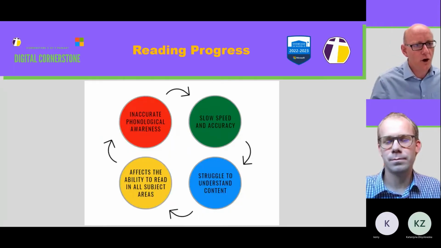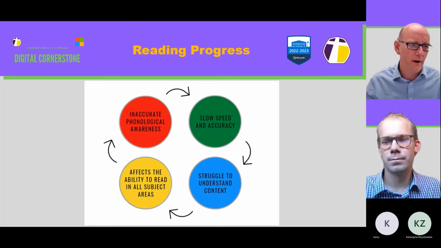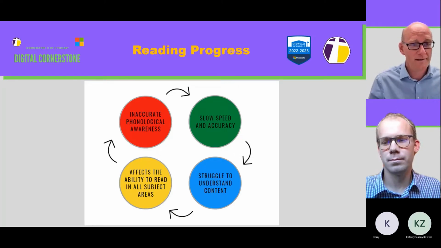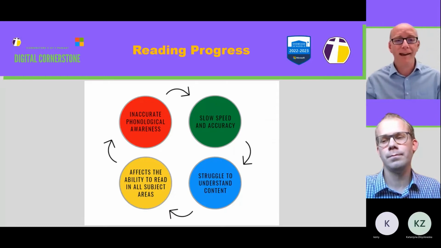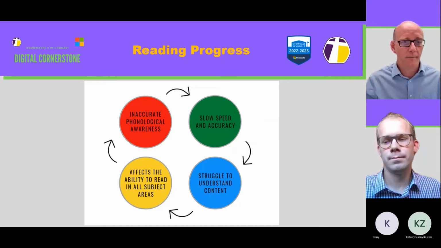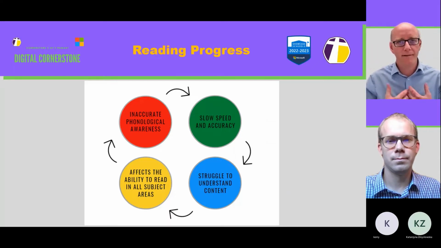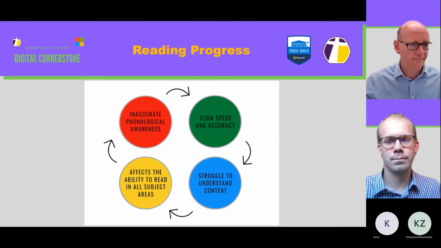And reading progress builds on these four elements as well. So it's looking at the phonological awareness that children have got and when they are accurate with that and where they perhaps have some challenges. It's looking at, as we said, the pace. So trying to develop that pace and that accuracy. But we also know that some readers struggle to understand the content, and then that affects their ability to read in all subject areas. So reading progress is about developing that fluency, getting the children confident, competent, so that they can use those reading habits across the curriculum.